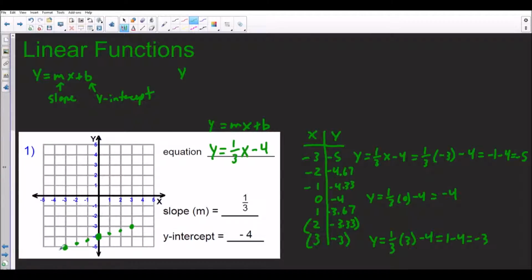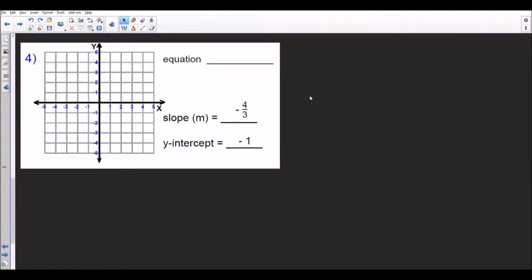Now we could extend this and keep on plotting for 4 and 5, but we don't really need to at this point because we have our line. So we can just draw, and with a ruler, you should be doing this on your sheet, we can draw a line through there.